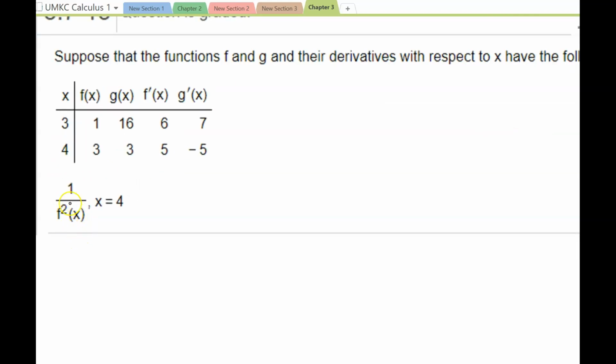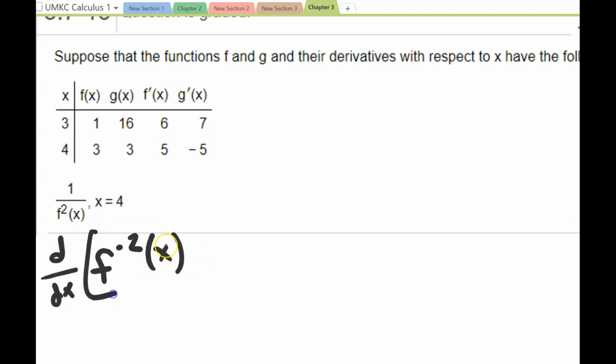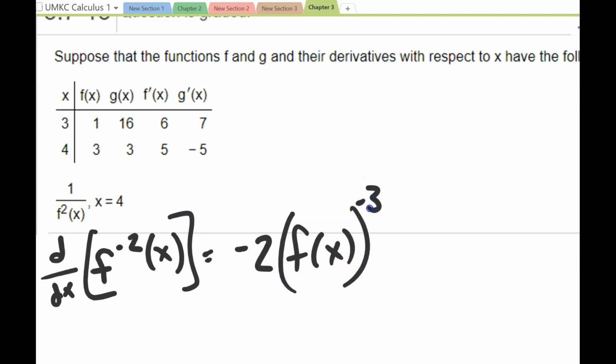On the next example, we're going to look at the composition. And again, if I want to write this using the power rule, I could say f of x to the minus 2. So if I want to take the derivative with respect to x, that's going to be minus 2 f of x to the minus 3rd power times the derivative of the inside. Right? So these are the chain rule: derivative of the outside evaluated at the inside times the derivative of the inside.